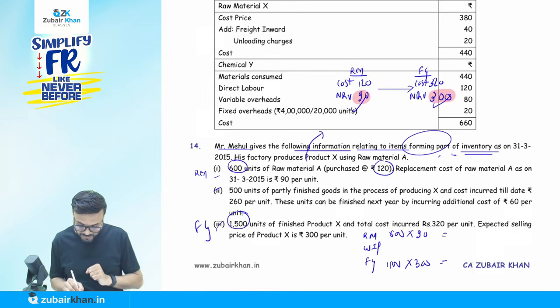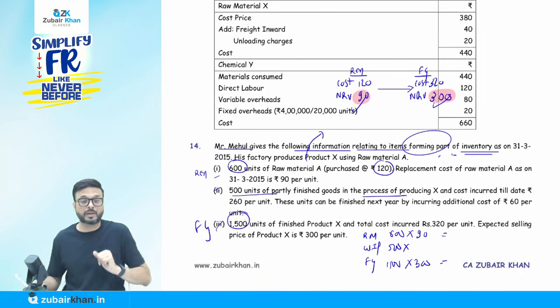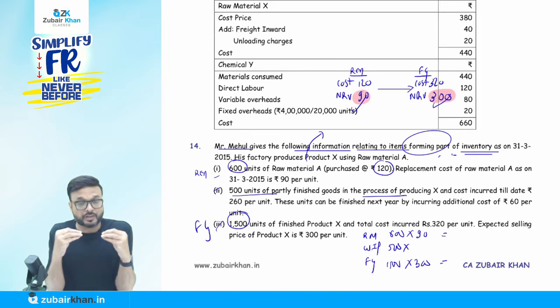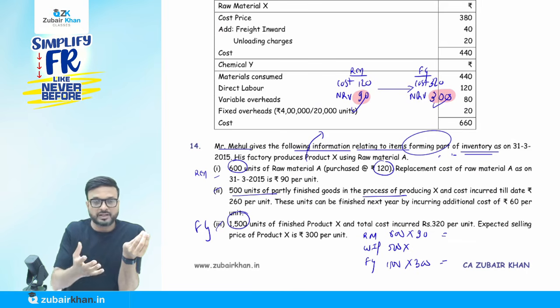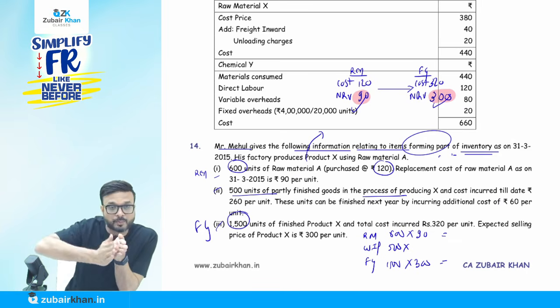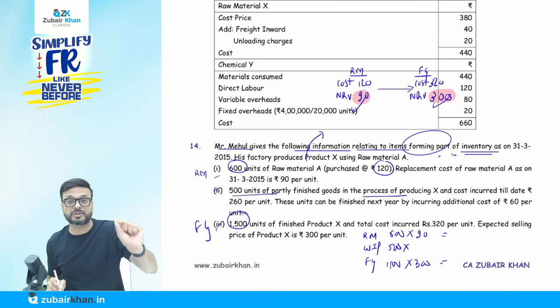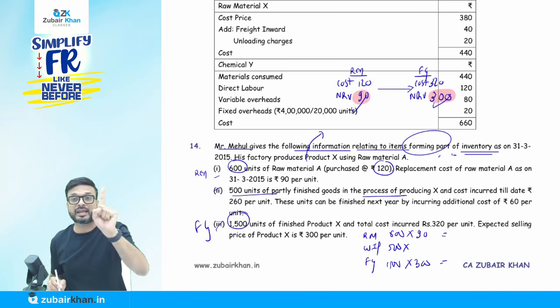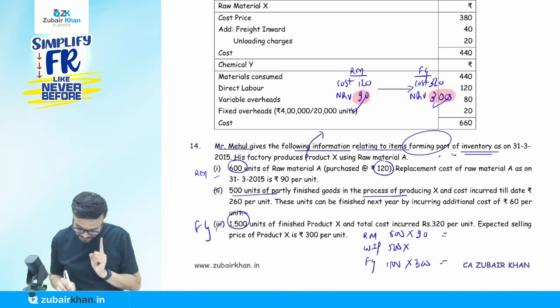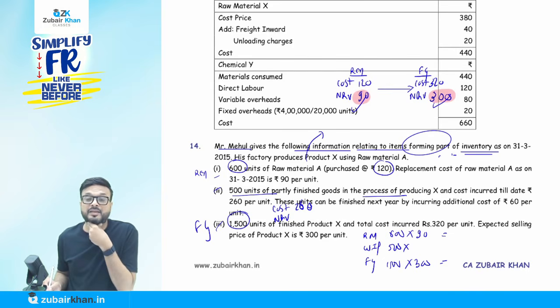They say it's 500 units of partially finished goods. So 500, multiplied by. In case of partially finished goods or WIP, I told you that here we take cost. Cost they will give us, but when it's from the NRV, first take the NRV of the finished goods minus any cost that we have incurred from WIP to finished goods stage. So they say now 500 units of partly finished goods in the process of producing X, and cost incurred till date is 260. The cost is 260. And these units can be finished next year by incurring additional cost of 60.